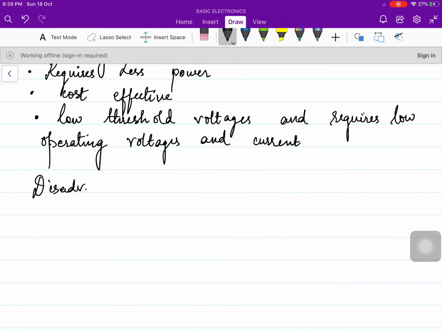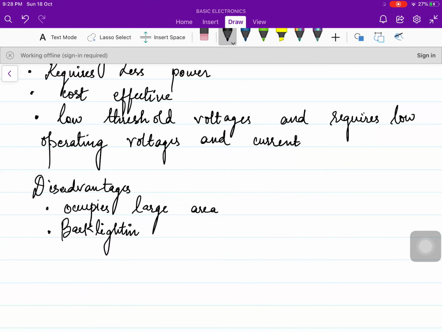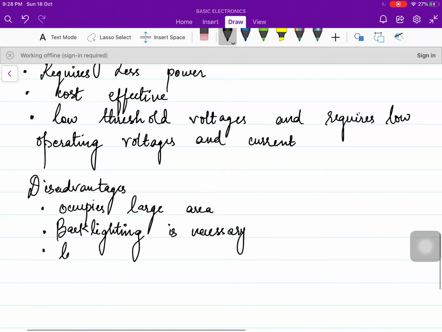So what were the disadvantages mainly? Occupies large area. Second, backlighting is necessary. Third one, low switching speed. So these are mainly the disadvantages of LCDs.